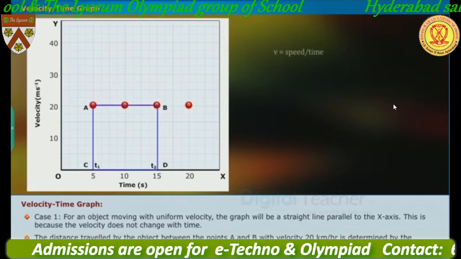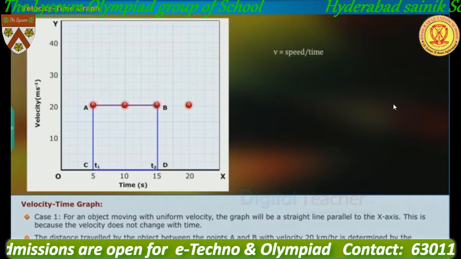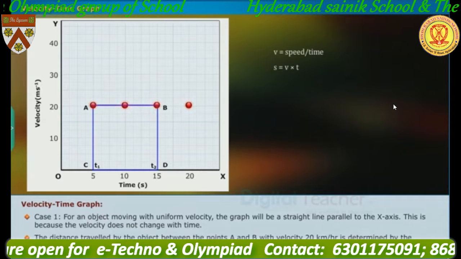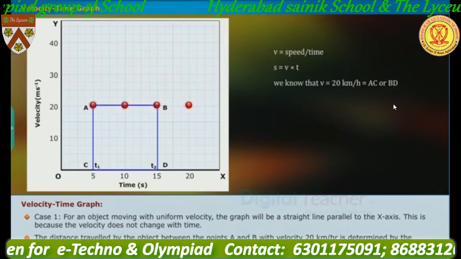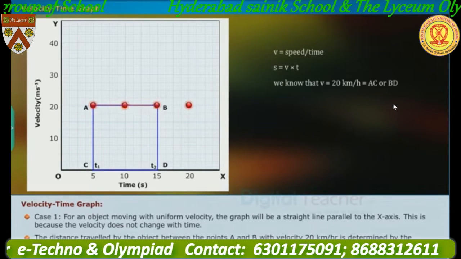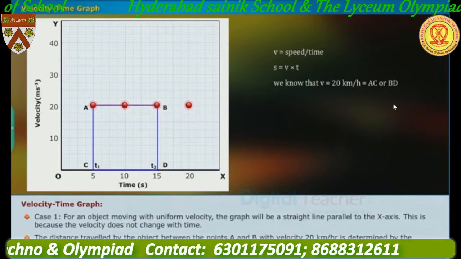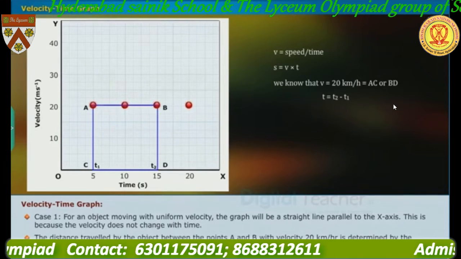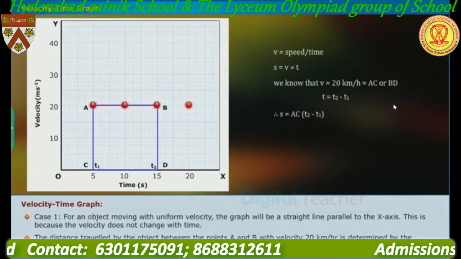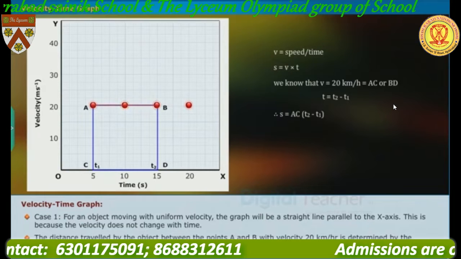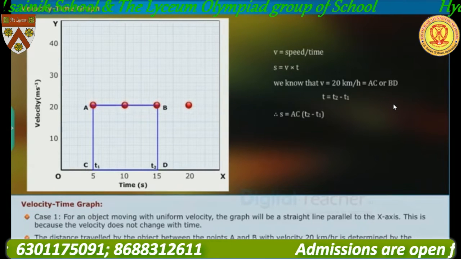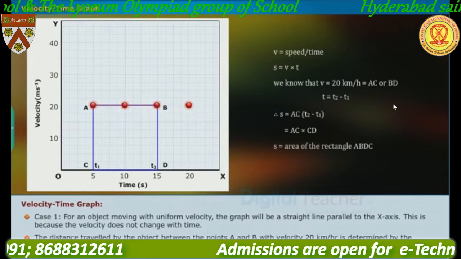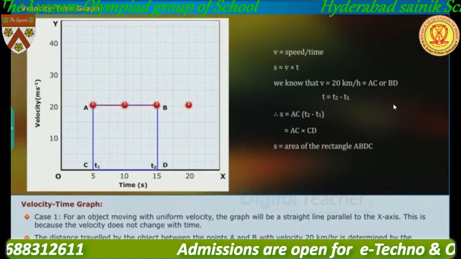We know that velocity is the ratio between speed and time. So, speed equals velocity into time. Here, V equal to 20 km per hour equal to AC or BD. T equals T2 minus T1. Therefore, S equals AC into T2 minus T1, which equals AC into CD. S is equal to the area of the rectangle ABCD.